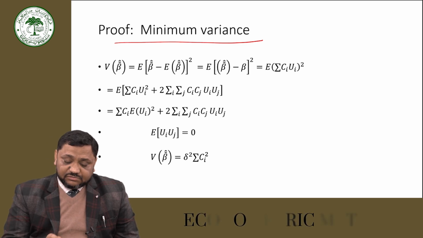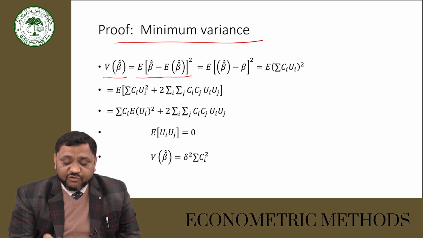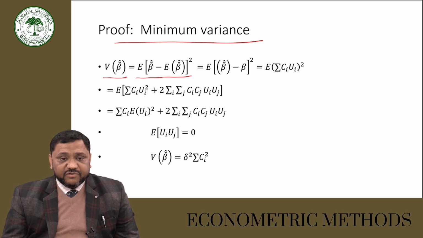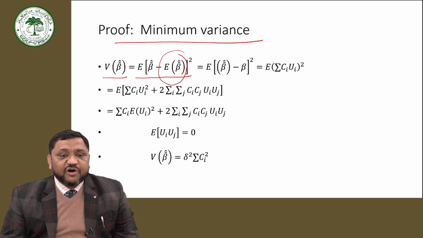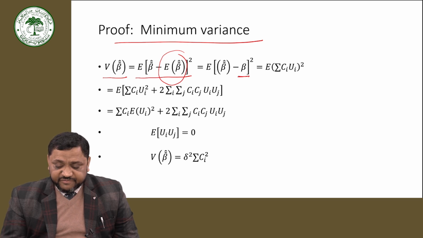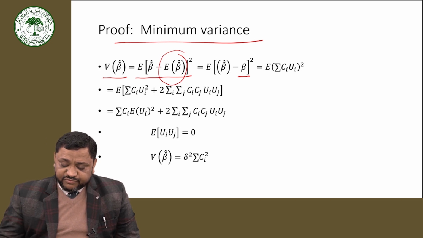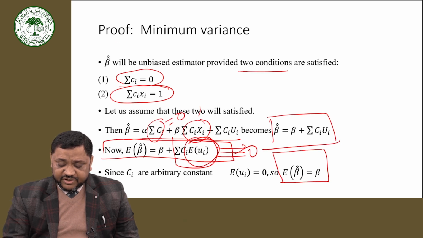What is variance? Variance of beta double hat is equal to the expected value of beta double hat minus the expected value of beta double hat, whole raised to the power 2. We have seen that the expected value of beta double hat is equal to beta. So we can write the same as the expected value of beta double hat minus beta, whole square, which we have just seen in our previous discussion.